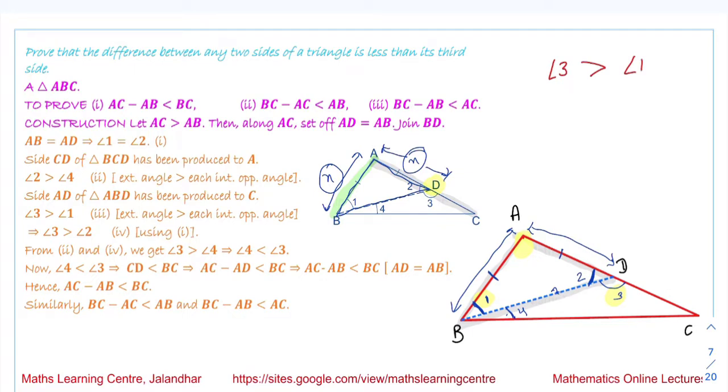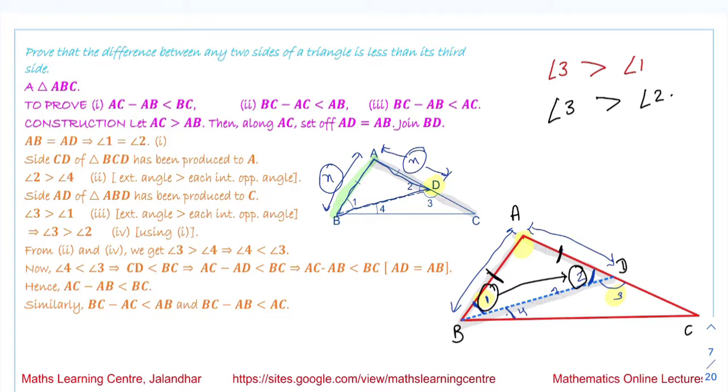Now next thing we have is angle 1 and angle 2, they are equal, because these two sides are equal. So what we get is that angle 3 is greater than angle 2. Why? Because angle 3 is the exterior angle for angle 1.